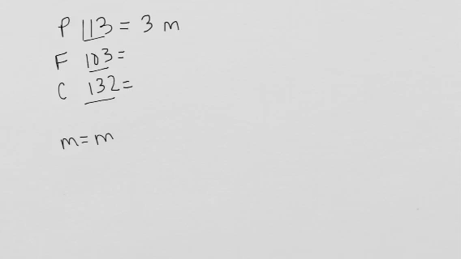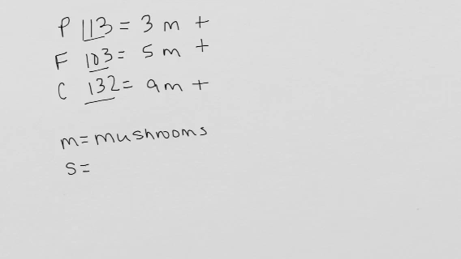I'm doing mushrooms. M for mushrooms. So we have 3 grams of protein in each mushroom, 5 grams of fat in each mushroom, and 9 grams of carbohydrates in each mushroom. The next thing we have is the spicy meatball. So S, that's 14 grams of protein, and that is 7 grams of fat, and 15 grams of carbs in my spicy meatball.